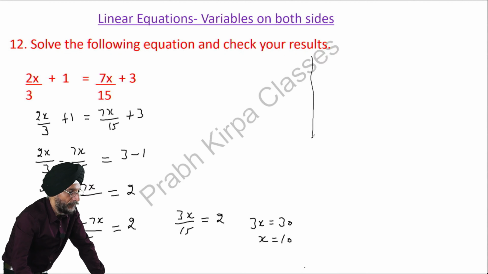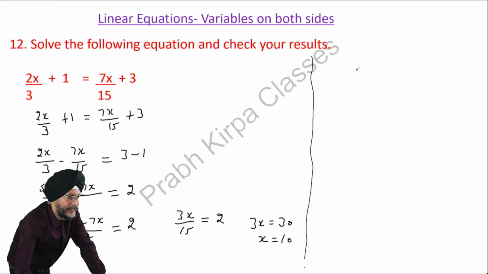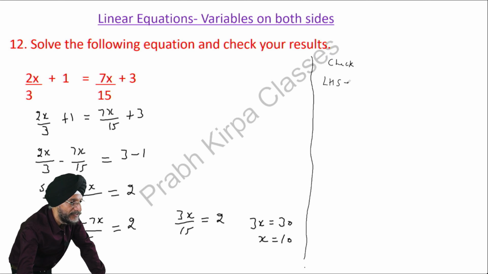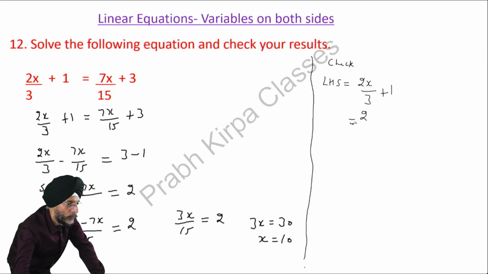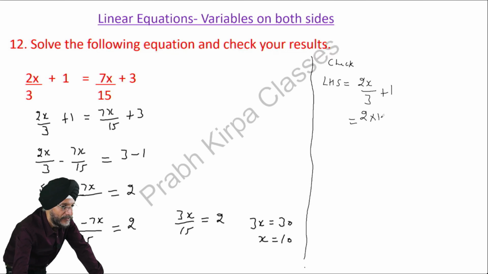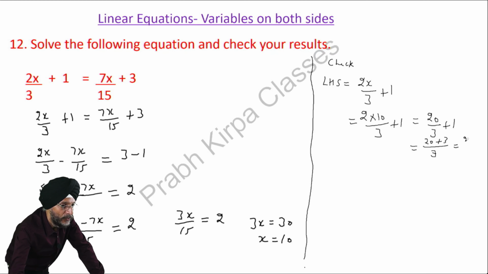Now we will fill in the value of x on the left hand side and right hand side. So check the left hand side. What is left hand side? It is 2x over 3 plus 1. So let us fill in the value of x. 2 into, what is the value of x? It is 10 over 3 plus 1. It becomes 20 over 3 plus 1, or we can write it as 20 plus 3, 23 over 3. This is left hand side.